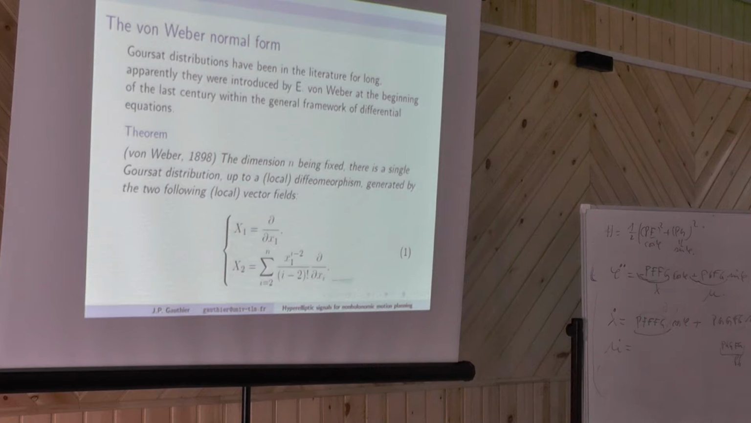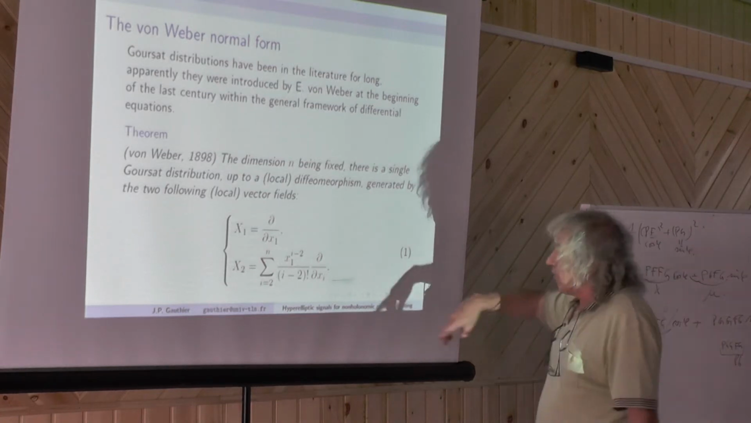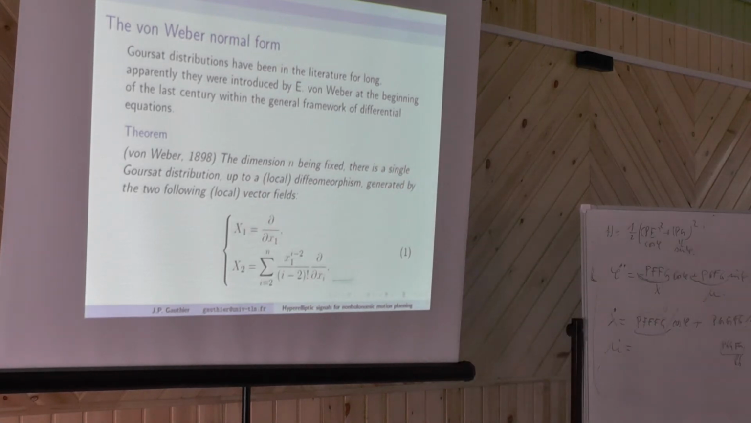They are coordinates that the engineers call the power coordinates. But in fact, they are von Weber coordinates. They are due to him. And up to local diffeomorphism, you can always put Goursat under this normal form. So I call it the von Weber normal form and the von Weber coordinates. And of course, now, just in this case, I will forget about the normal coordinates and work in the von Weber coordinates, because for this problem they are very, very natural. Okay.